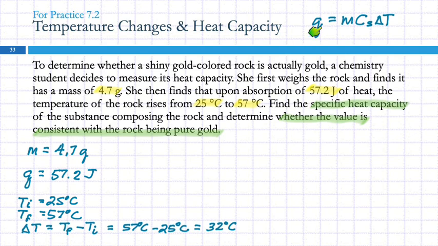So I have Q, I have M, I have delta T. What I'm trying to find is C sub S, right? So I'm going to rearrange the equation. C sub S is going to equal Q over M times delta T. Now please come talk to me if you need help rearranging equations. A lot of students do.